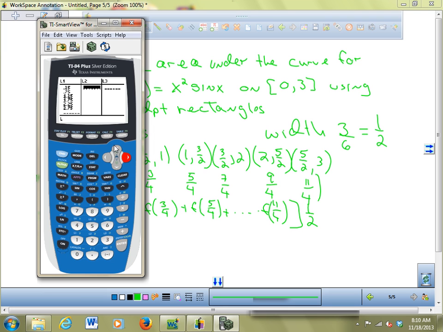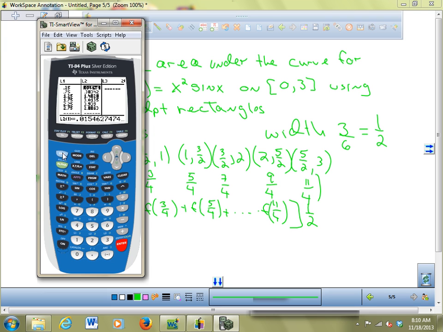Now over here, what I want to get is the y values. And the way you do that is you go up to the very top where it says list two. You go vars, y vars, function, y1. And then into there, you put in your list one, which is just above the one key. So you go second one. You go parentheses, and then second one, and then you hit that. And if you did that right, it should put all the y values into that list. See that? So those are the heights of each one of those midpoint rectangles.